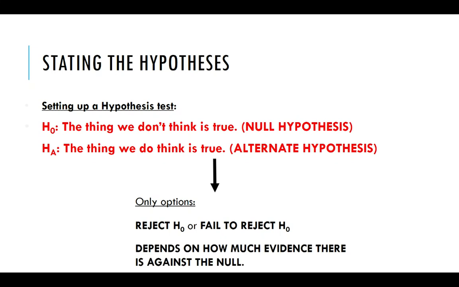And it depends on how much evidence there is against the null. If there's strong evidence against the null, then we're going to reject the null. But if there's not strong evidence against the null, then all we can say is we fail to reject the null. There's just not enough evidence to reject the null. So we reject the null or we fail to reject the null.